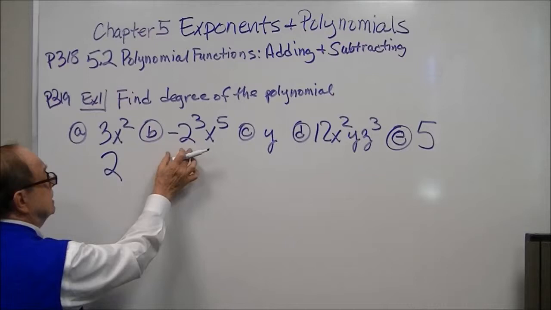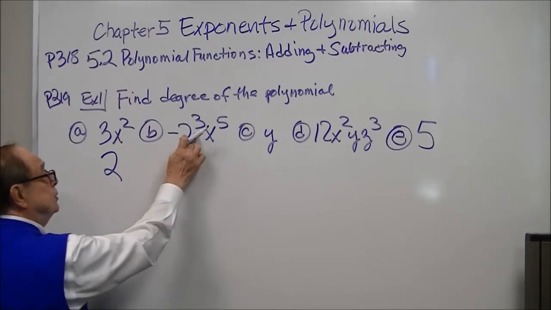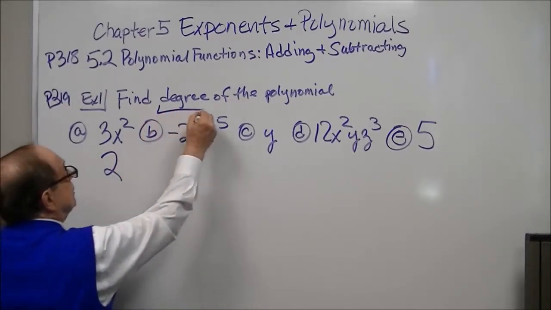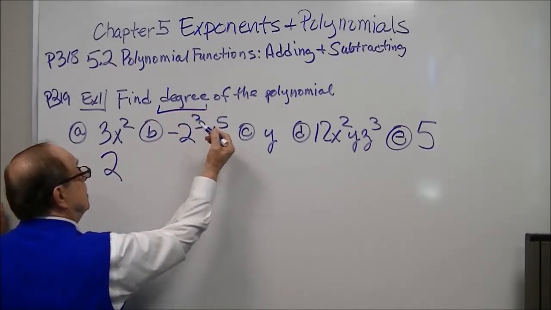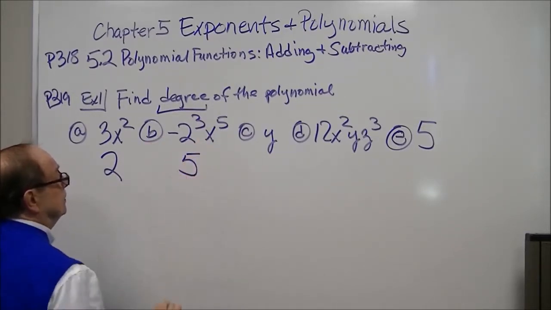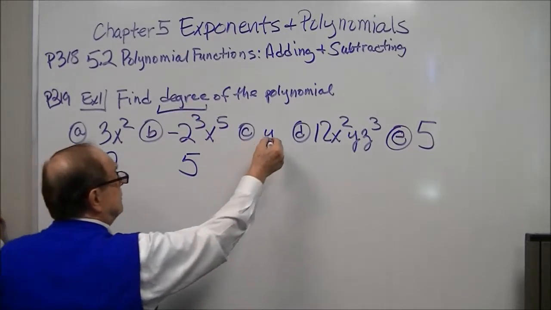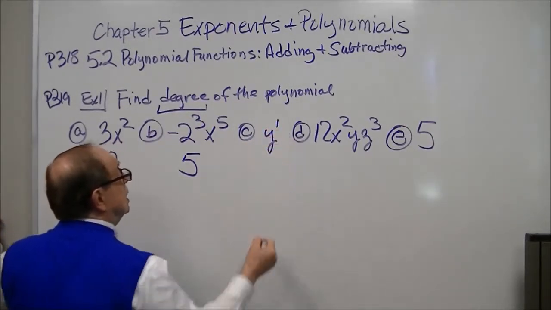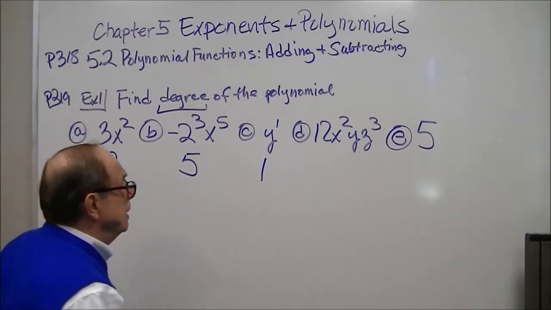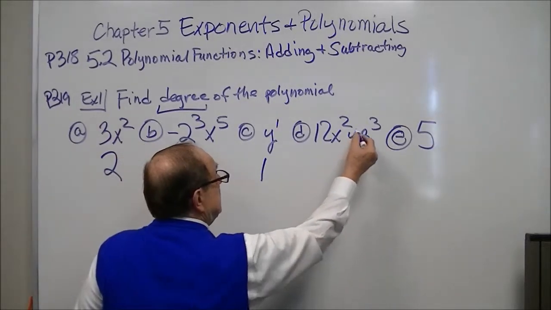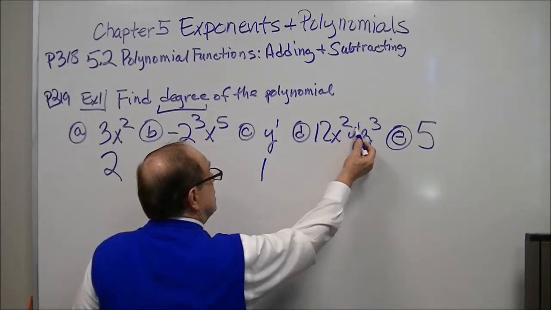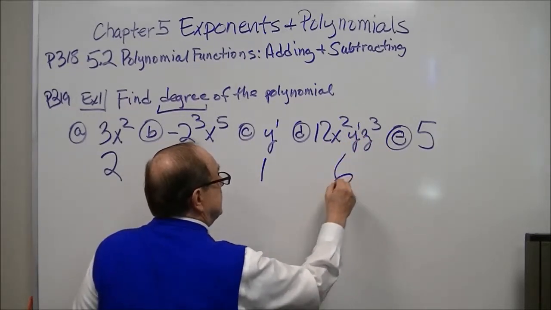Now here, since this is not a variable, we do not count that exponent. Degree is only on the exponents on the variable. So the degree of this term is 5. Now we said every term has a 1 by it, so the degree of that one is 1. Now here we have 3 letters. Keeping in mind on the y we have a 1. So 2 plus 1 is 3 plus 3 is 6.